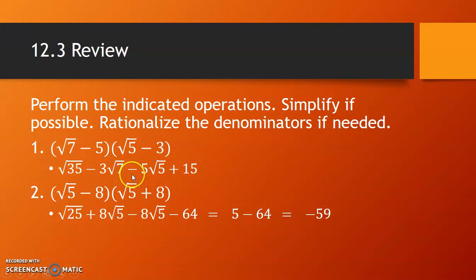Now I can't simplify this at all. I cannot break down 35. There are no perfect squares that go into 35. Like 4 doesn't work, 9 doesn't work, 16, 25, none of those work, and then 36 is too big. I can't combine the middle two radicals because they're different. I've got one that's radical 7, one that's radical 5, so I have to keep those apart. And then of course 15 is just a regular number, so it can't be combined with any of those things either. So if you can't simplify, you would just have to leave it like that.